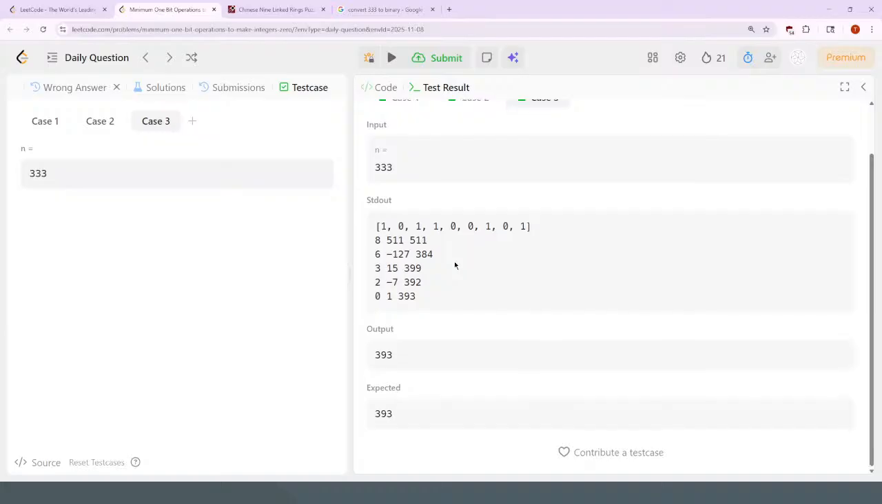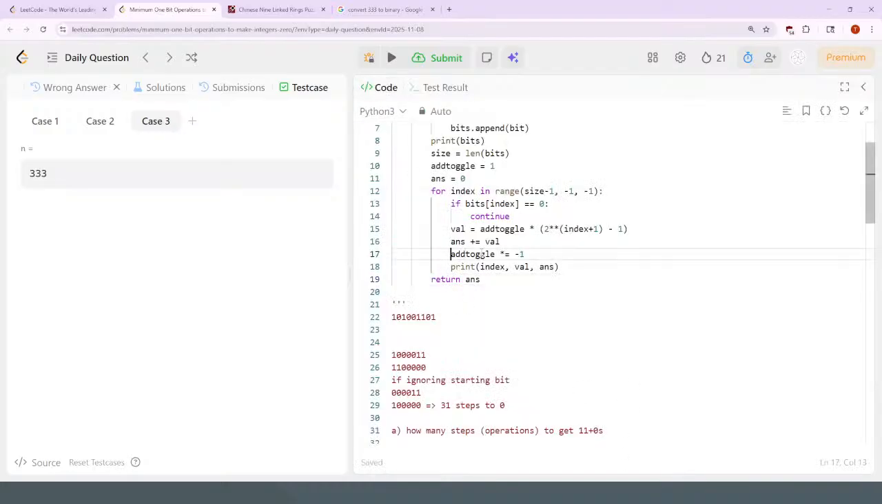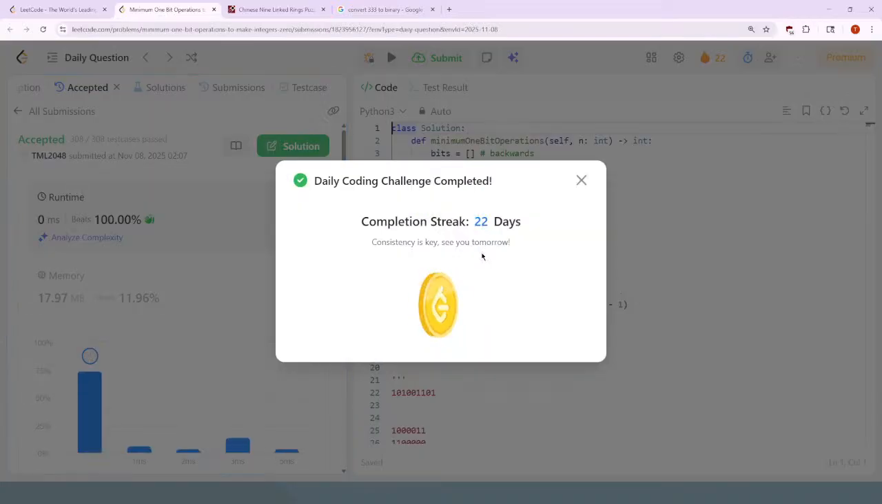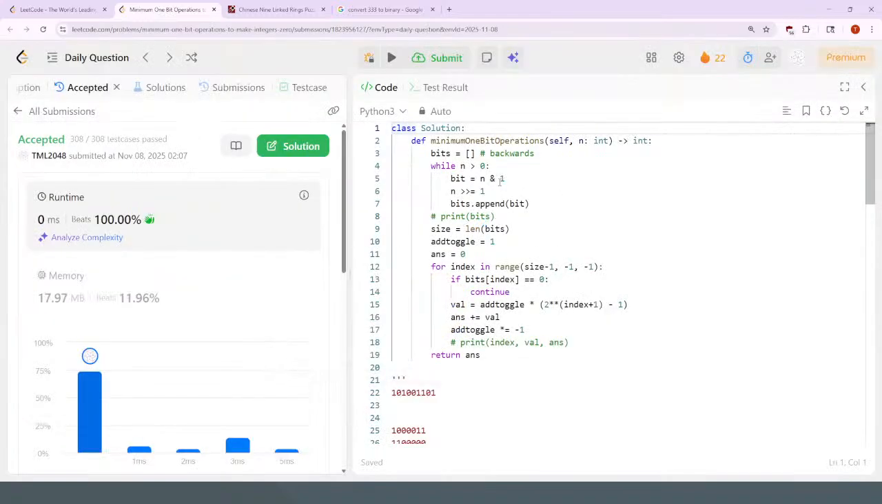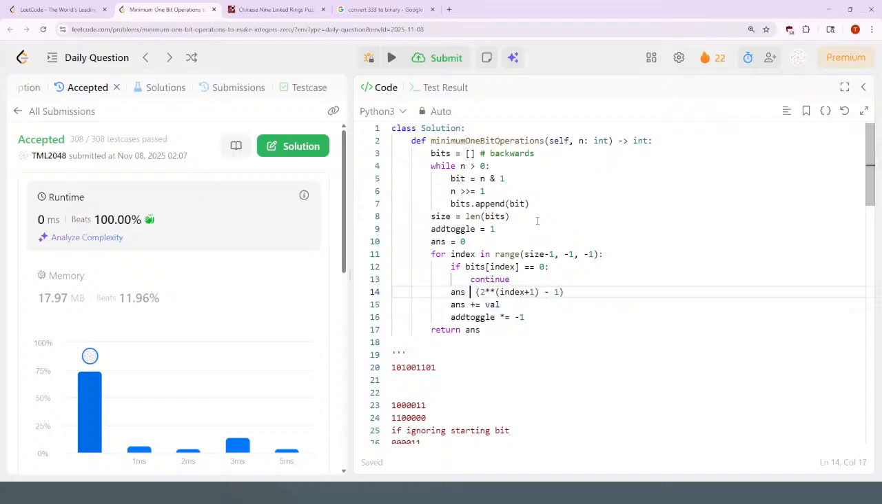Okay. Wait, what? Oh, I'm a dum-dum. Okay. Yeah, definitely that little... That was just all stupid. Alright, cool beans. Okay. I don't need this. And answer plus equals that. Add toggle.